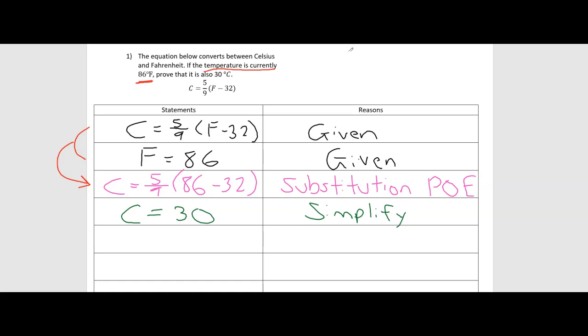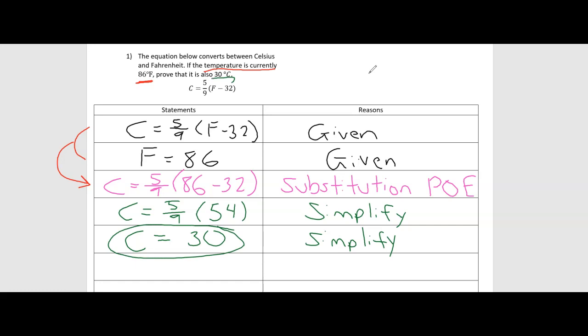Now, if you wanted to break that simplifying process up into two steps, you certainly could. For instance, you could do C is equal to 5/9 times 54. And then you could have one more step that says C is equal to 30. So you would just have one extra line in your proof, but there's nothing mathematically wrong about that. If you think that's going to keep you from making a mistake, go for it. You just need to make sure that what you end with looks like what we were trying to prove, so that C is equal to 30. All right, let's move on.